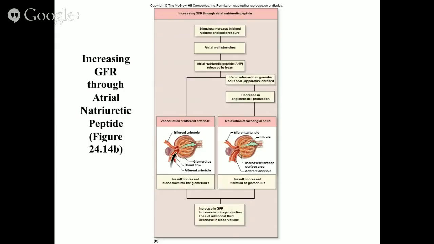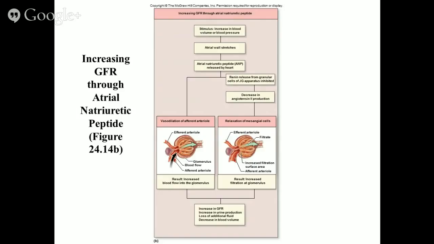Look at the stimulus. You've got an increase in blood volume or blood pressure. So blood volume goes up, and blood pressure goes up. The atrial walls are going to stretch because of the increased pressure being placed upon them. Remember, that blood pressure is coming from activity with the heart. The left ventricle contracts, it produces pressure, which goes out into the arterial pathways, and so the arterial walls stretch.